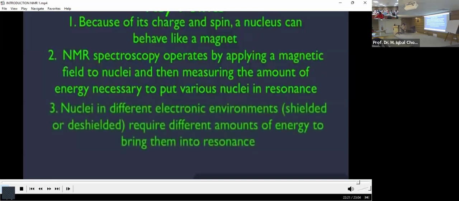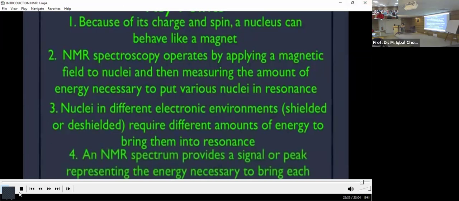Let's look at number 3 here. Number 3 says nuclei in different electronic environments, in that case shielded or deshielded, require different amounts of energy to bring them into resonance. Another very important key point. And 4 here, an NMR spectrum provides a signal or peak representing the energy necessary to bring each nucleus into resonance. And this, we're going to see, helps us determine structure.